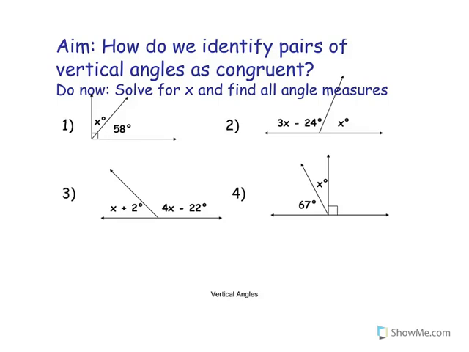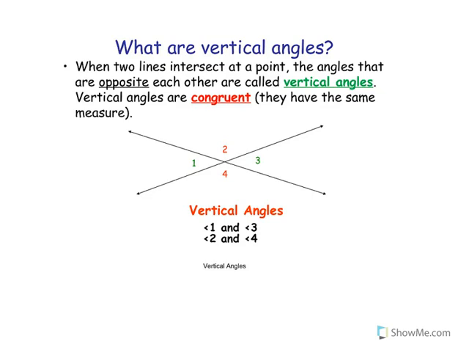So yesterday we talked about complementary and supplementary angles. Now we're going to start to talk about our vertical angle relationship. So when do we have vertical angles? When two lines intersect at a point. So thinking about the old school ancient mathematicians, they realized that when they had two lines intersected at a point, they had a really special kind of very simple relationship.